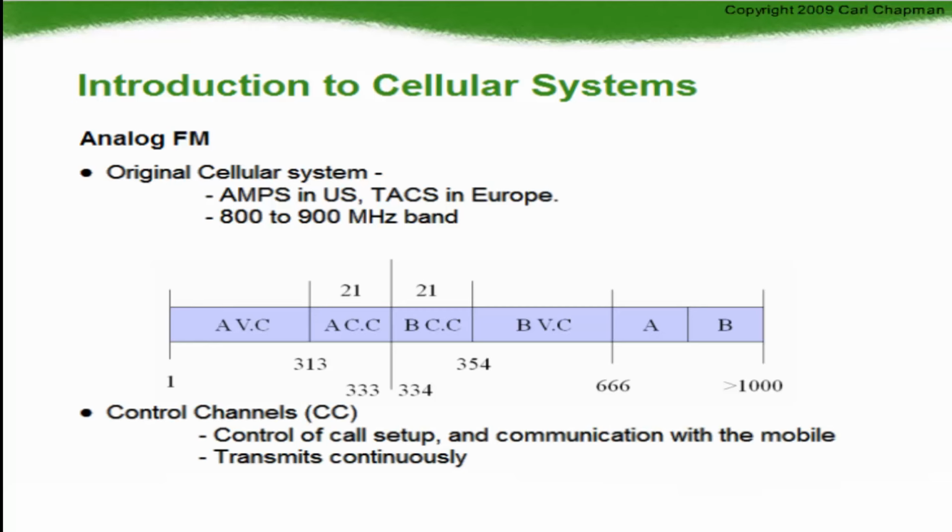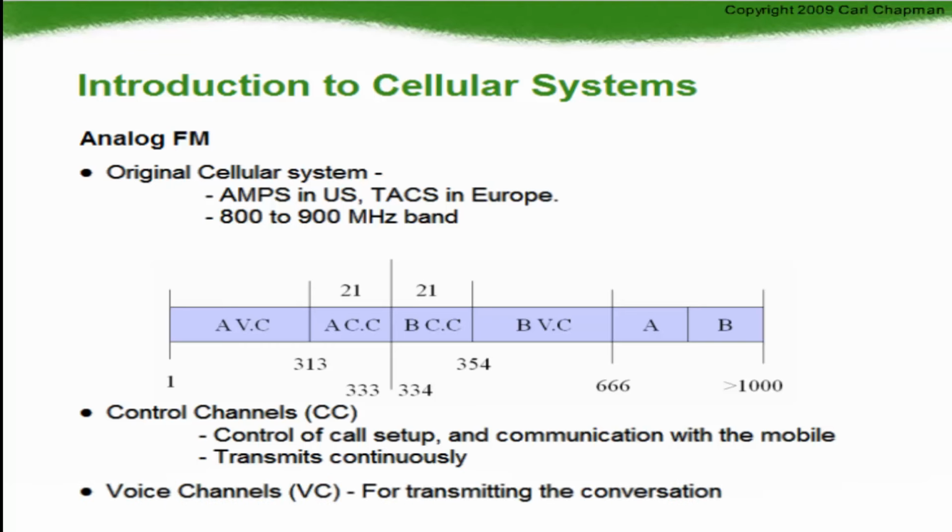Control channels are used to control call setup, and communicate with the mobile when it is not in use. The control channel signal transmits continuously so the mobile can always find it. Voice channels are used to transmit a conversation that is in progress.